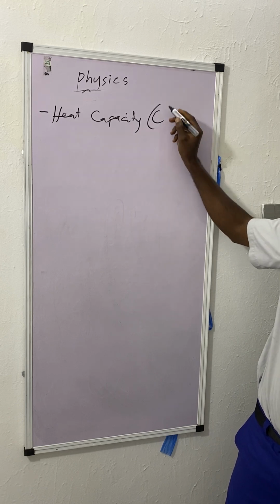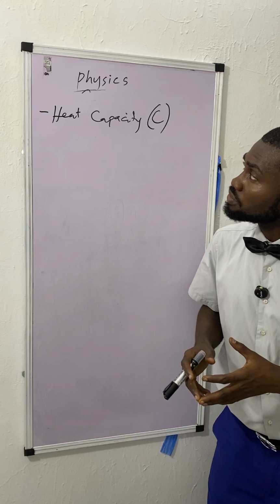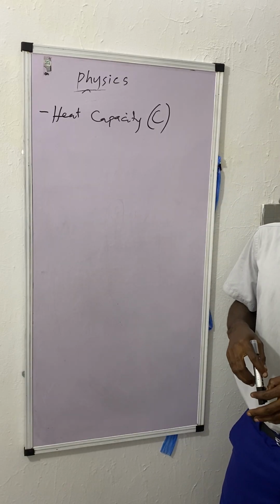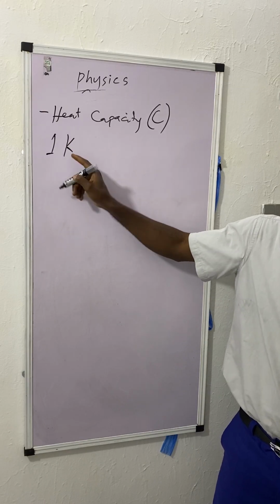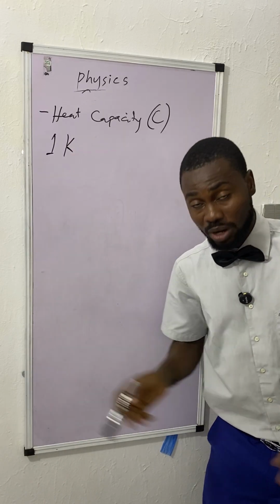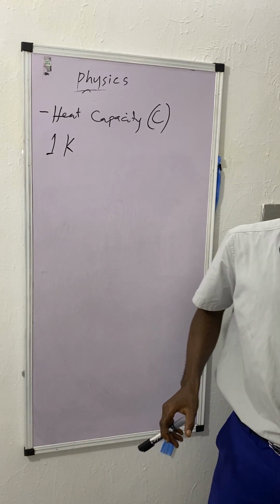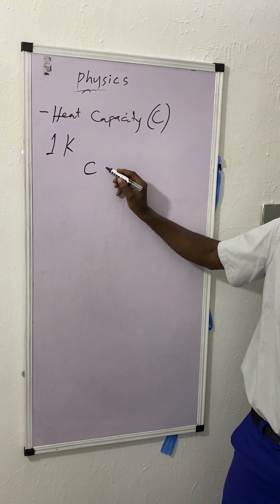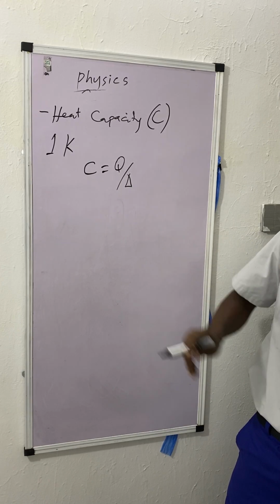Given as capital letter C. Heat capacity is the what? The amount of heat energy required to raise the temperature of a substance by 1 Kelvin. Don't forget that 1 Kelvin, okay? The amount of heat required to raise the temperature of a substance by 1 Kelvin. So, heat capacity is giving us heat capacity equal to quantity of heat over change in what?